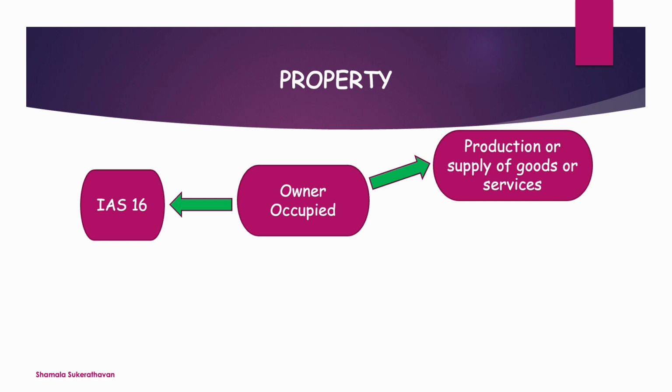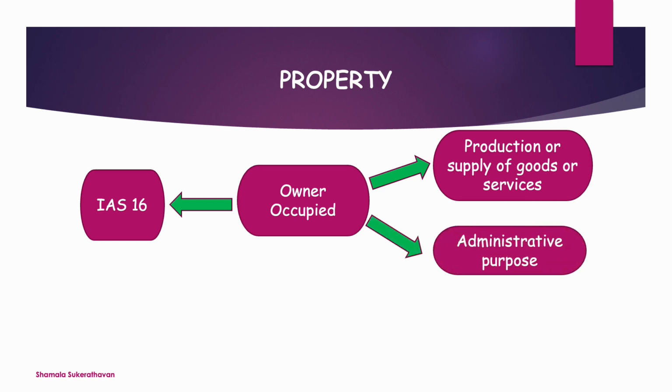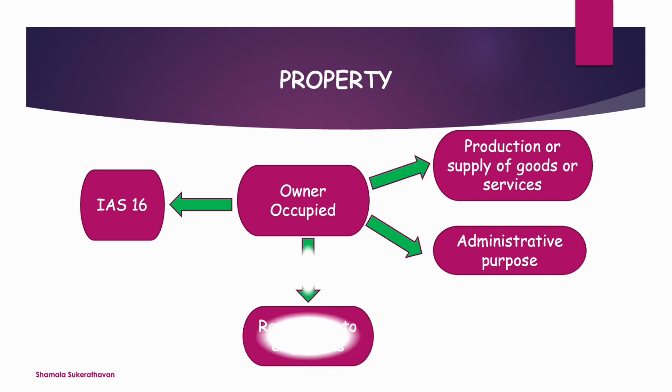Secondly, property held for administrative purposes, for example, office space held and occupied by an entity for its accounting department, also falls within the scope of IAS 16. Property held by an entity that is rented out to its employees is deemed to be owner-occupied and therefore also falls within the scope of IAS 16. IAS 16 recognition and measurement principles were covered in Lecture Series 3.